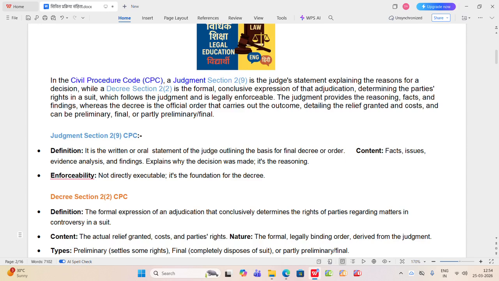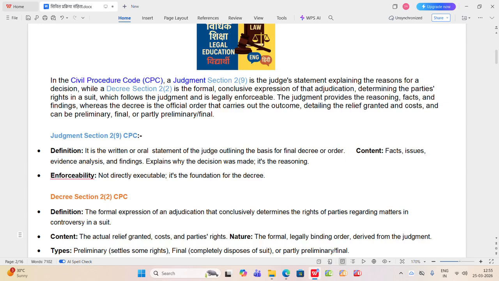Now decree, section 2.2 CPC. What is the definition of decree? The formal expression of an adjudication that conclusively determines the rights of parties regarding matters in controversy in a suit. It means the decision is written elaborately, and the reasons for taking these decisions and the rights of the parties involved in the suit are fully written in a legal manner. What are the contents of the decree? The actual relief granted. Here it is elaborately written: relief granted to the parties, costs involved in the case, and the rights of the parties.